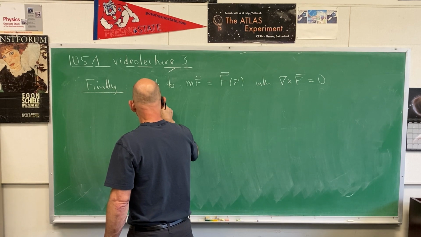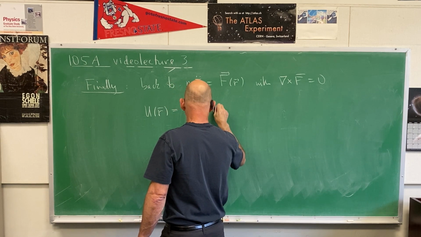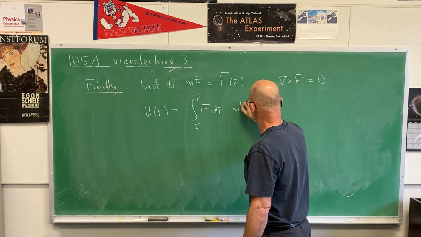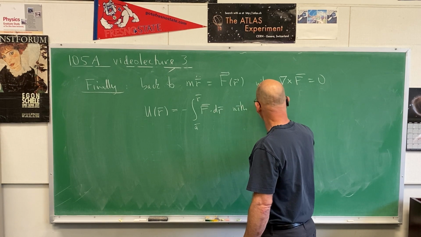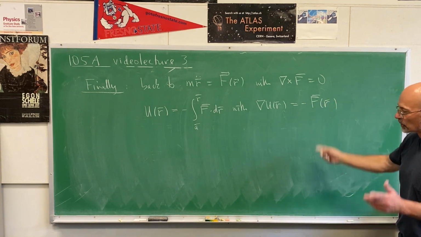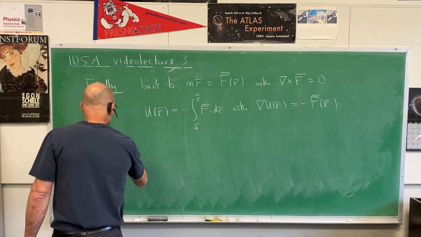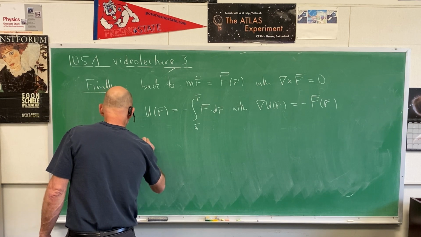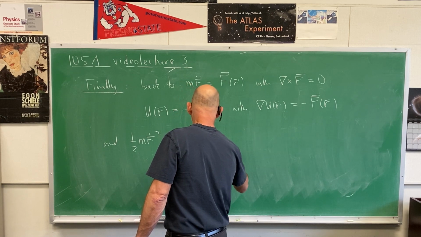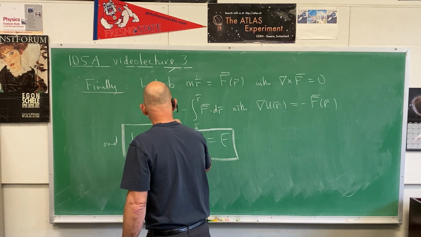We've got minus integral, with gradient U of R equals minus F of R. So all these results have now been secured, and (1/2) m R dot squared plus U of R is equal to E. So it just remains for us to prove this thing, energy conservation.